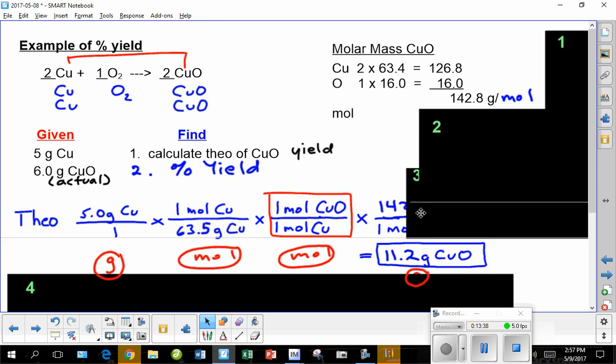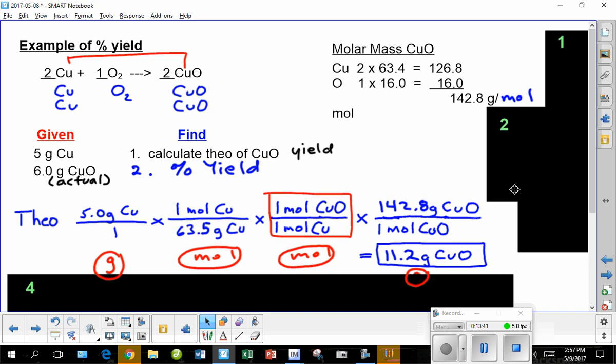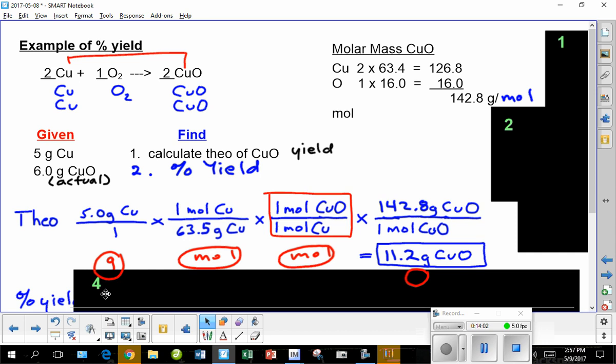So you can't put your grams on the bottom, because we're trying to cancel the moles. So you got your 1 mole. See, 1 mole is equal to 142.8 grams according to the periodic table. Okay? And that gets you your answer. This is your model for all of your homework, for your 2 homework problems.